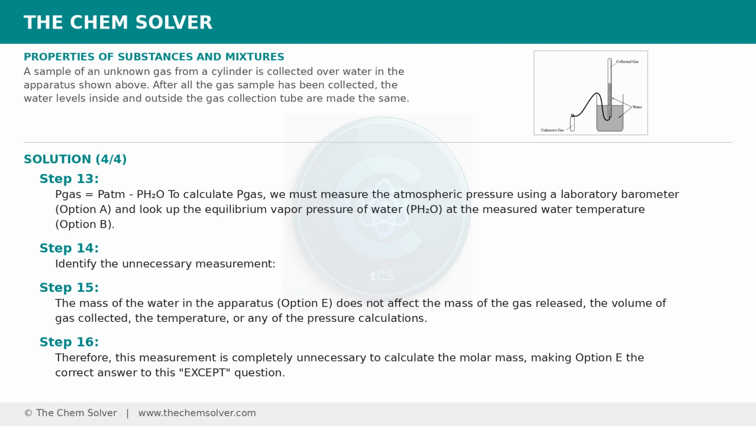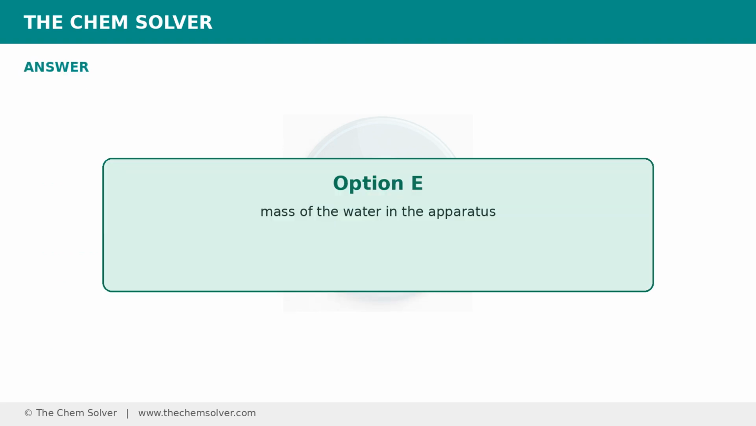Identify the unnecessary measurement. The mass of the water in the apparatus, option E, does not affect the mass of the gas released, the volume of gas collected, the temperature, or any of the pressure calculations. Therefore, this measurement is completely unnecessary to calculate the molar mass, making option E the correct answer to this except question. The correct answer is option E, mass of the water in the apparatus.